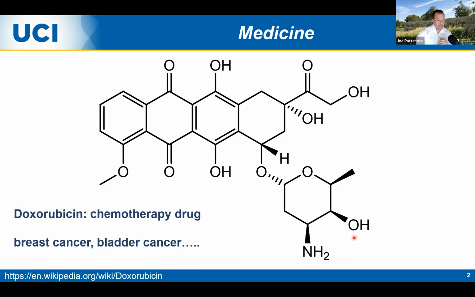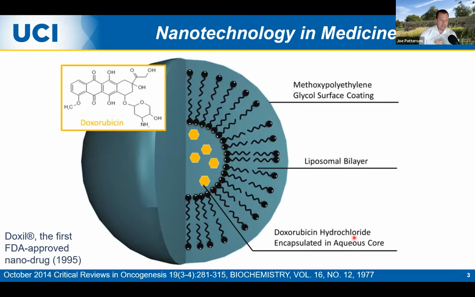And for doxorubicin, there's been over 2,000 different molecular analogs that have been made of this compound, and over 500 of those have been tested at the National Cancer Institute. So that's really an enormous amount of research. And for a long time, that was really one of the main ways that we have of improving drugs. But in 1995, Doxil became the first ever FDA-approved nanodrug.